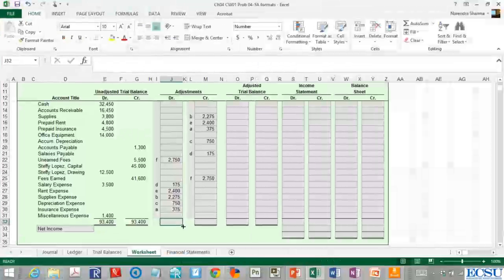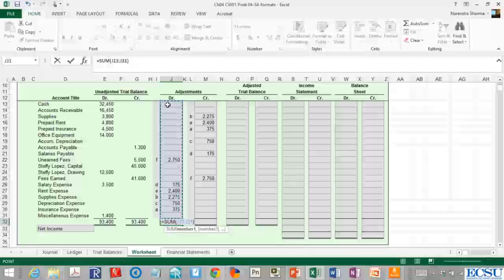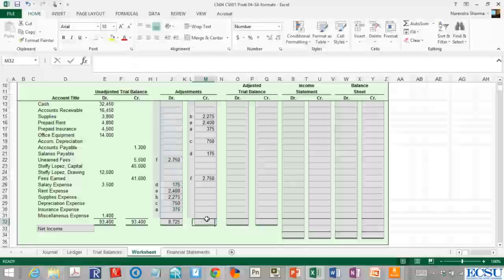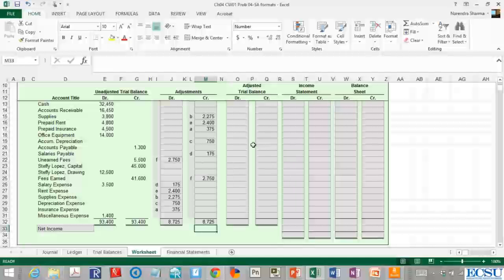Now what we are going to do is add up whether we get the same total for these adjustments or not. Yes, 8,725. Let's see this one. This one is also 8,725. So we have done the adjustments correctly. Now the next thing that we do is we find out the totals here.